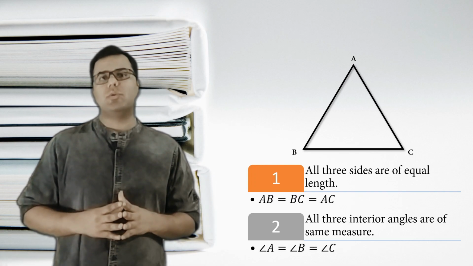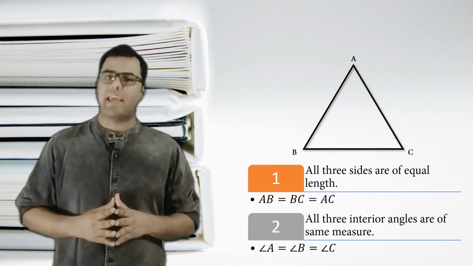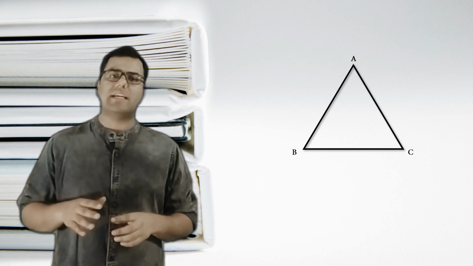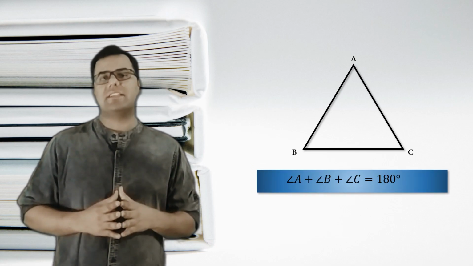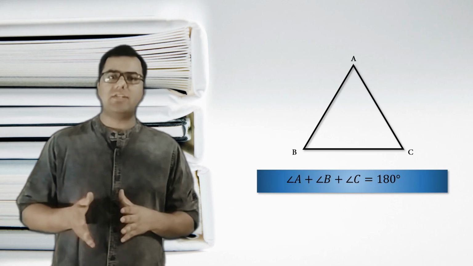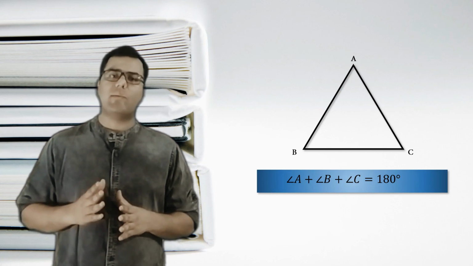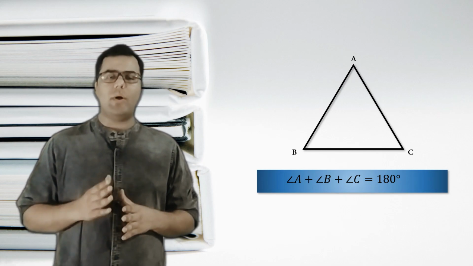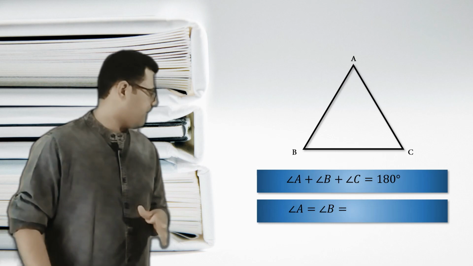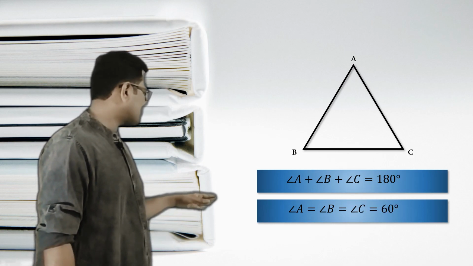Now, as I've told you, all the 3 interior angles of this triangle are also going to be the same. Additionally, we know that the sum of all these 3 interior angles equals 180 degrees. So each and every interior angle of this equilateral triangle equals 180 by 3, that is 60 degrees, and hence angle A equals angle B equals angle C equals 60 degrees.